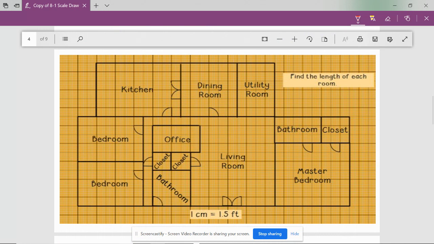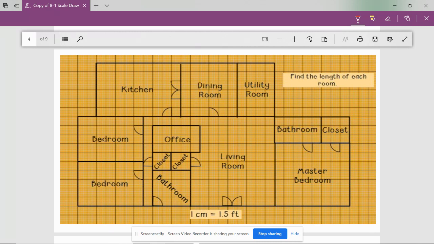Now, going on to the next slide, I can give you a picture of a layout of a house. Not necessarily my house, my house obviously is not that big. In the next slide, we're going to ask you some actual dimensions of some of these rooms.